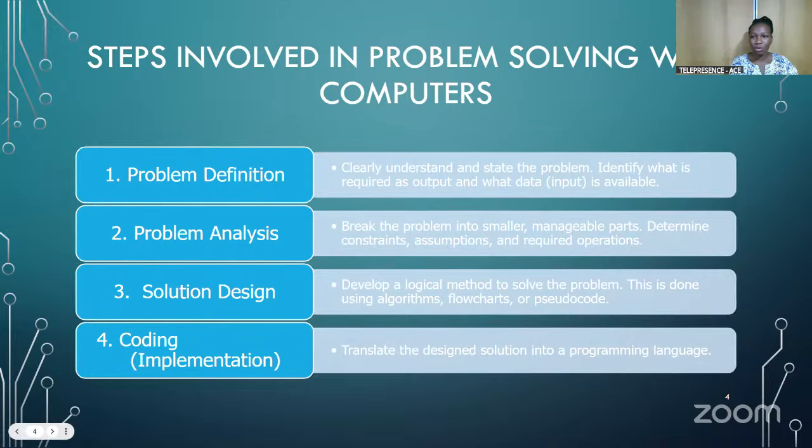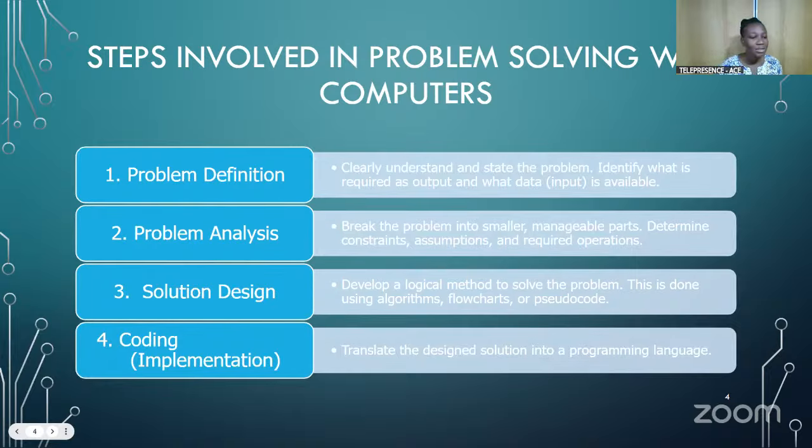Now, steps in problem solving with computers. The first step is problem definition. In problem definition, that is the stage where you clearly understand and state the problem. Now, if you have been given a particular task, maybe cleaning a room, that is the problem, cleaning the room. You need to understand what is meant by cleaning the room. So when you understand that problem, you'll be able to identify what are the things that are required, even the items that you need for cleaning.